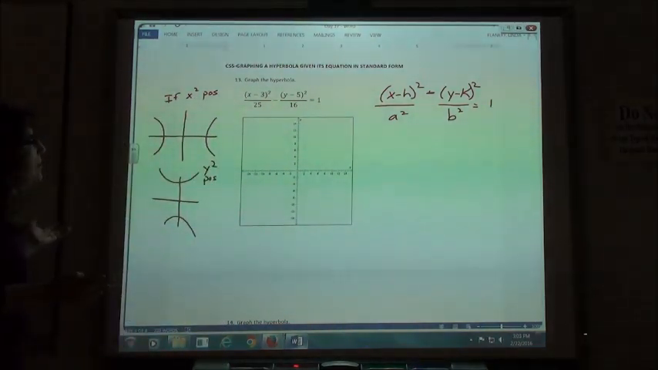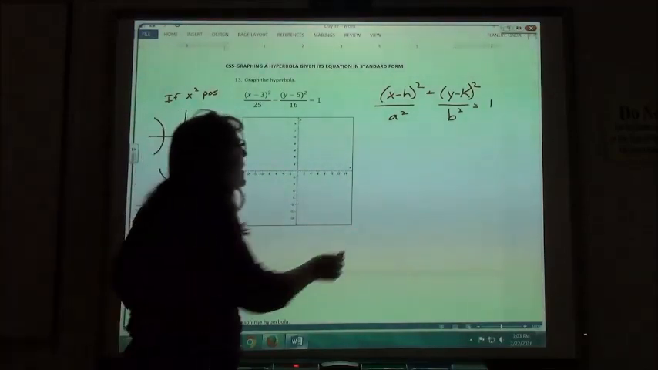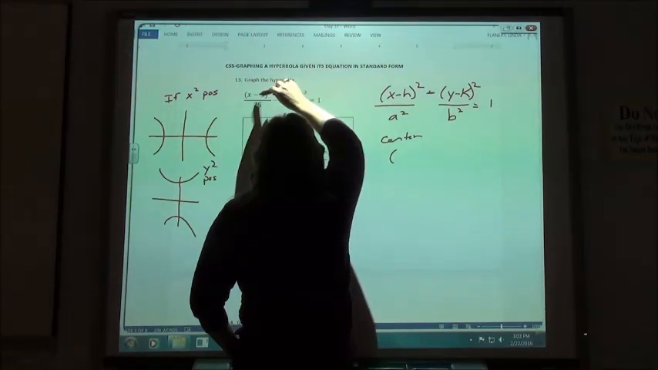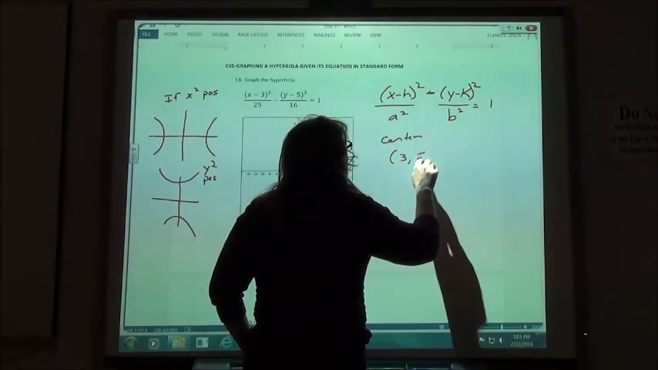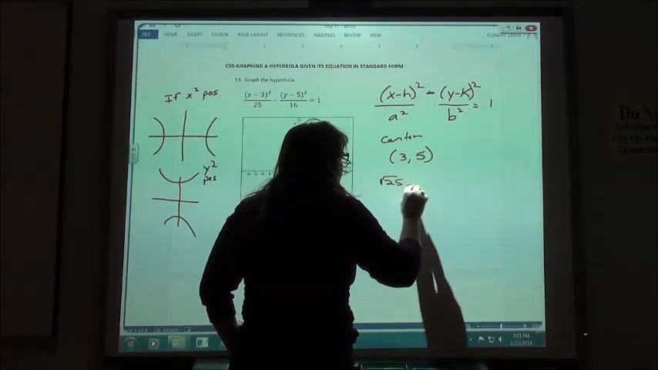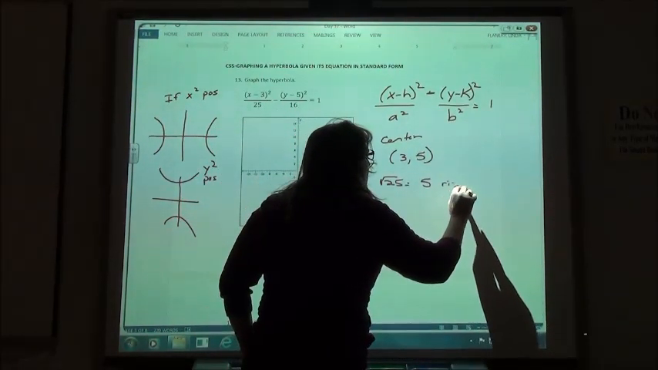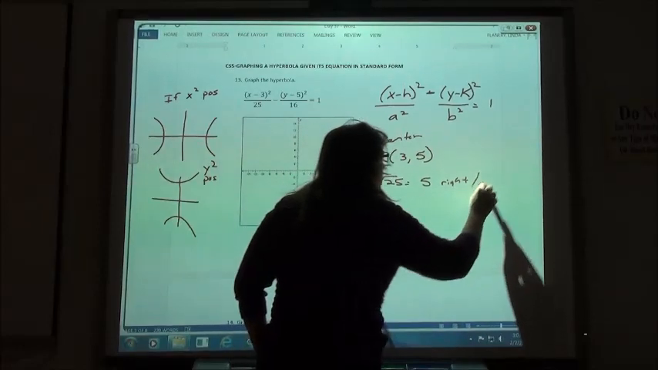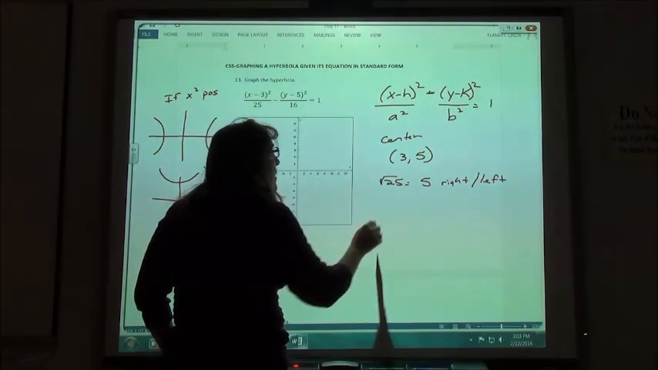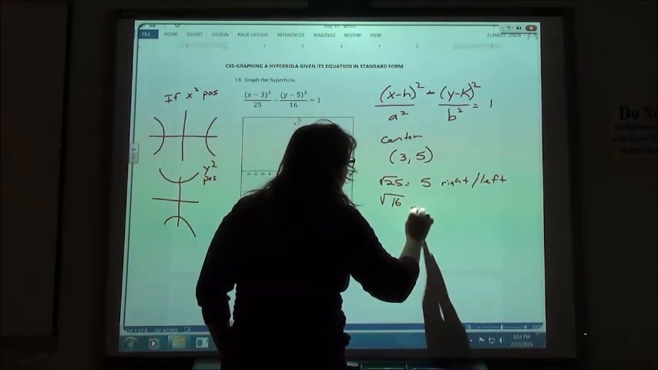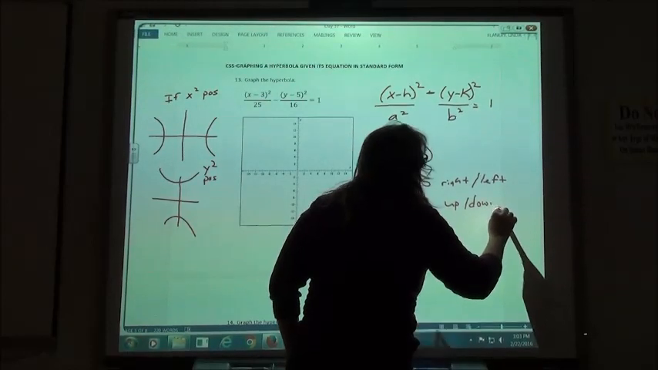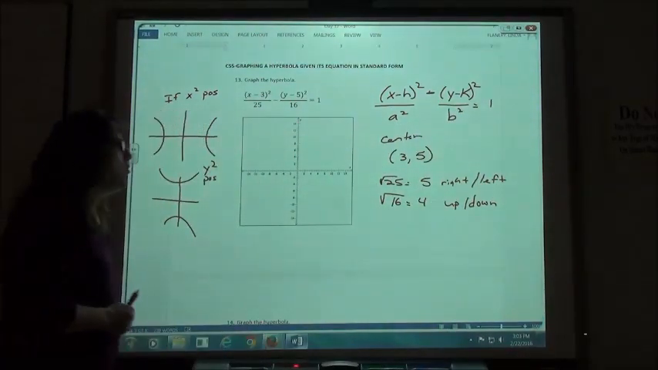Same type of thing happens when I solve this. My center again is at (h, k). So my center is going to be at 3, 5. The square root of 25 is going to be 5. That's going to go right and left because it's under the x. The square root of 16 is 4. That's going to be the up or down since that's under the y.